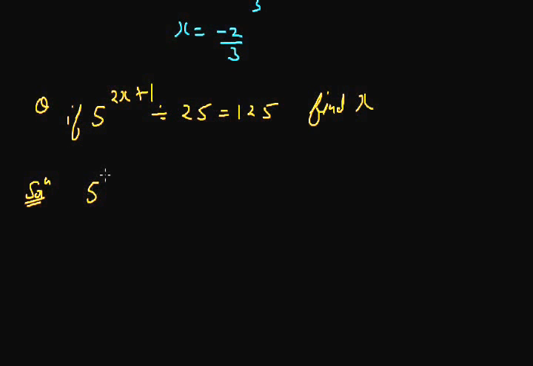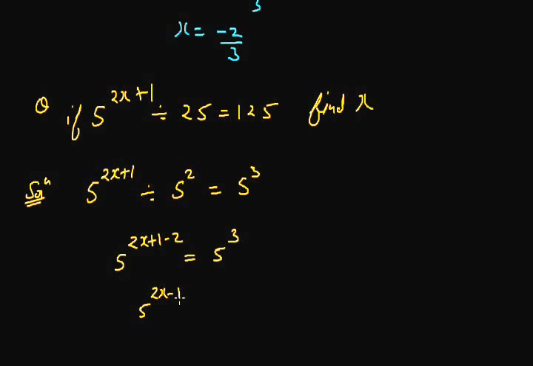So 5 raised to the power 2x plus 1 divided by 25 can be written as 5 raised to the power 2x plus 1 divided by 5 raised to the power 2, and 125 can be written as 5 raised to the power 3. Now here they have the same base, that is 5, and they are divided. So when they are divided the powers get subtracted. So 2x plus 1 minus 2, that is 2x minus 1, is equal to 3, as the power of 5.